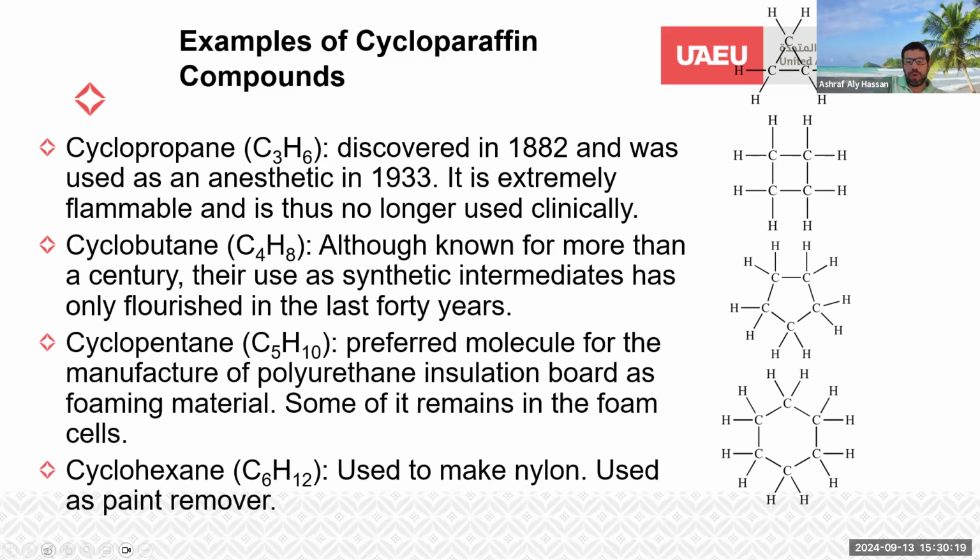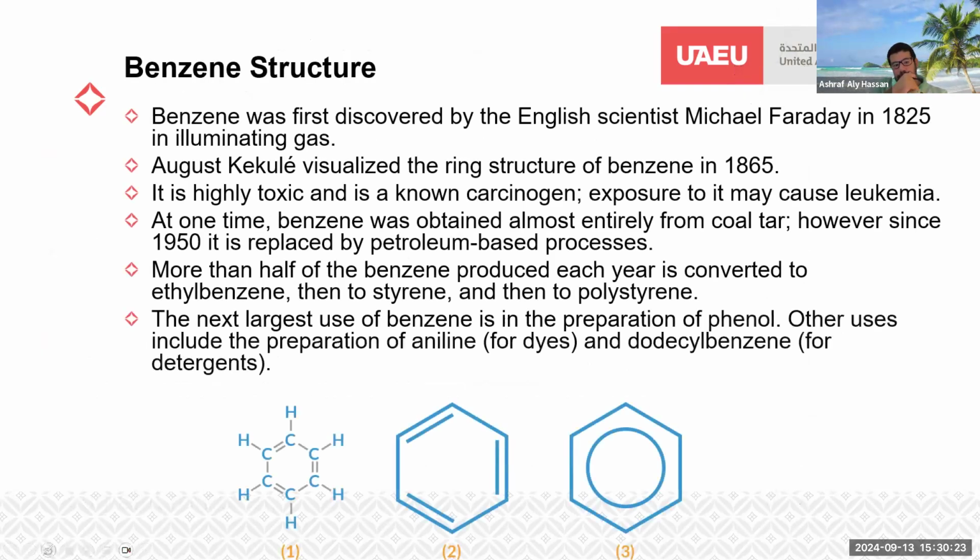Now I told you I'll talk to you about the benzene structure. This benzene is really interesting. It was first discovered by the English scientist Michael Faraday in 1825, and August Kekulé visualized the ring structure of benzene in 1865, and it's really complicated. So it starts with 6 carbon atoms. So the very first carbon and carbon.